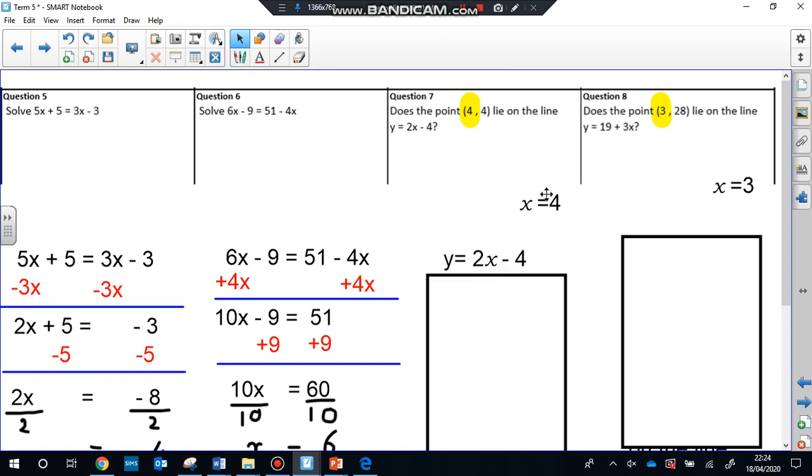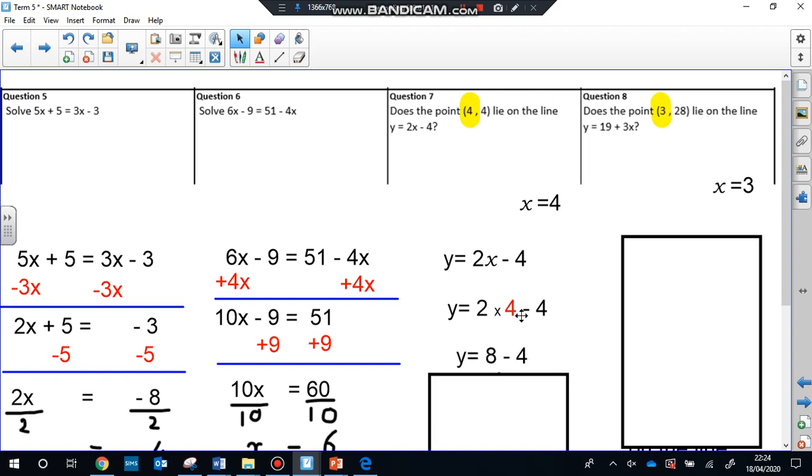Okay, and we're going to substitute the x for 4. And what we've got to remember is that 2x means 2 times x. So my next line is going to be y equals 2 times, and instead of x, I'm going to write in 4, minus 4. Then we need to use our BIDMAS rules that say, do you multiply first? So we do the 2 times 4, which gives us 8. So y equals 8 minus 4, and then straightforward, you can see y equals 4.